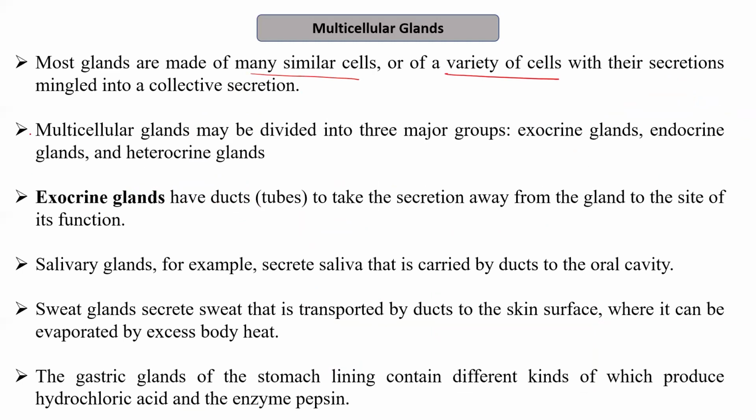It is of three types. Exocrine, as the name suggests, takes the secretion away from the gland to the sites of its function. Salivary glands, for example, secrete saliva that is carried by the ducts to the oral cavity. So salivary glands are not present in the oral cavity, but the saliva is secreted in the oral cavity because of the ducts that carry the saliva. Sweat gland secretes sweat that is transported by the ducts to the skin surface, where it gets evaporated by excess body heat. Similarly, the gastric glands of the stomach lining contain different kinds of cells which produce hydrochloric acid and the enzyme pepsin. So these are examples of exocrine glands.